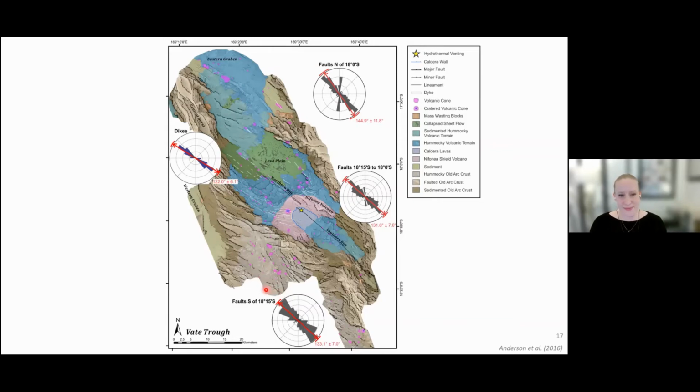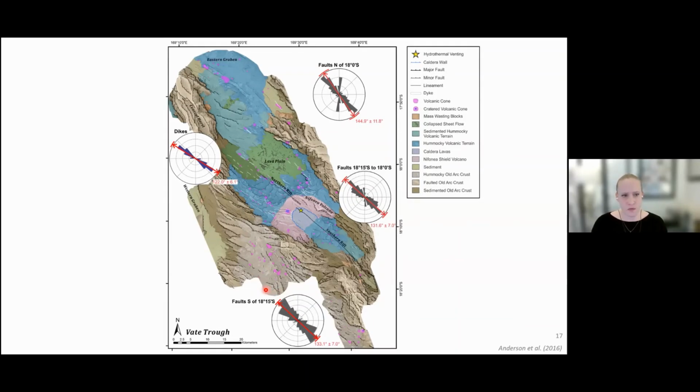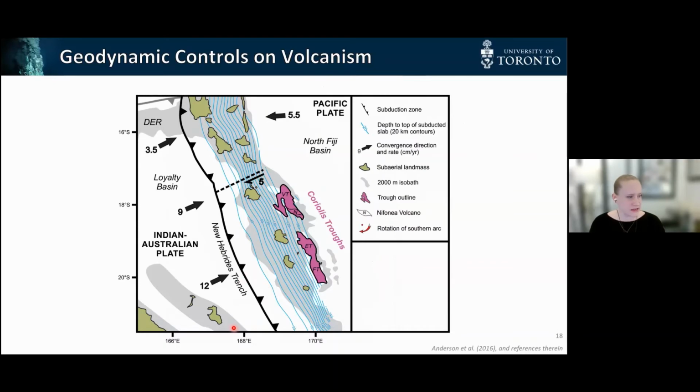So the next step is to relate that to the bigger picture. So again, here is kind of a cartoon overview. The green areas are our subaerial volcanoes. Here's our trench and our subduction rates, and in pink, these are our back arc troughs, and the Nifania volcano is right here. And then the contours are just the depth to the top of this slab.